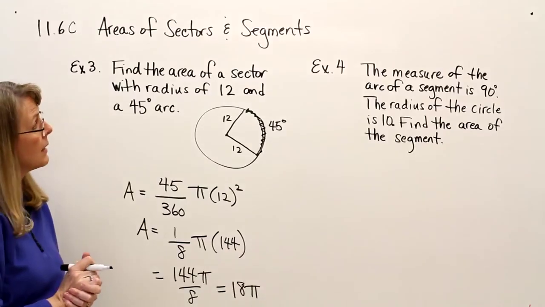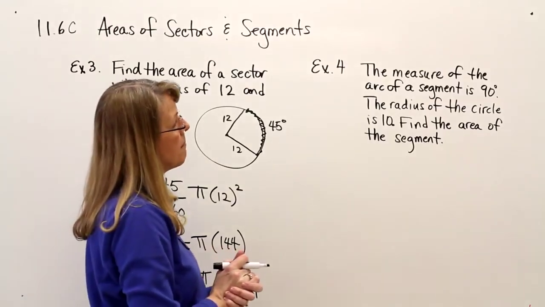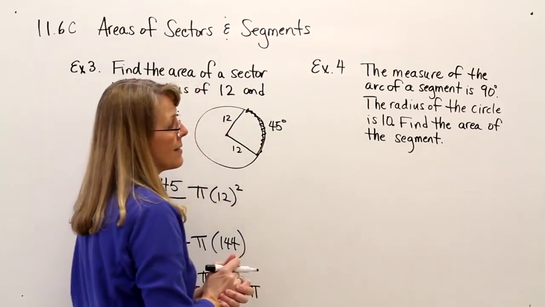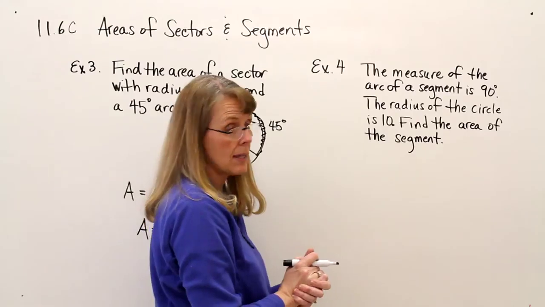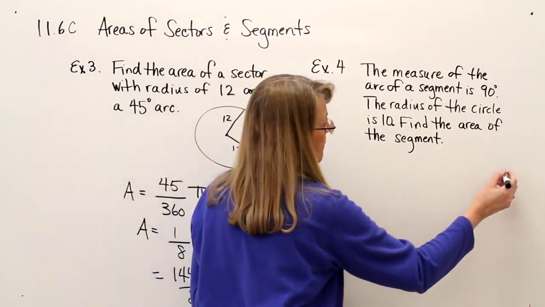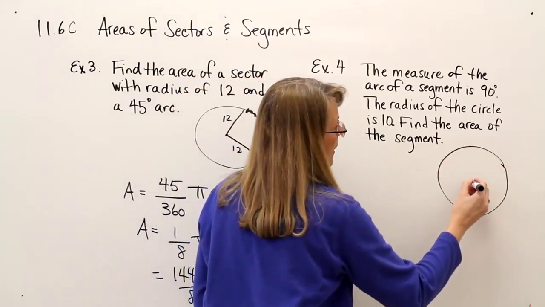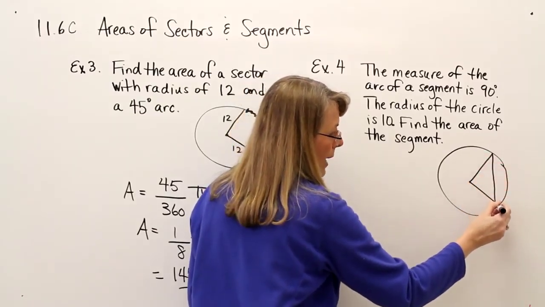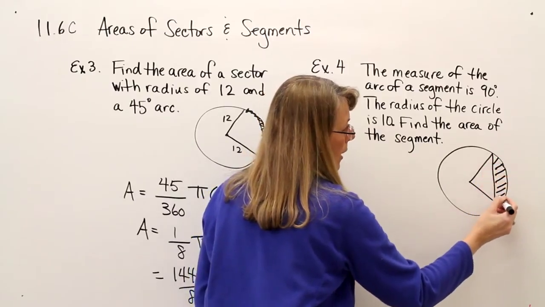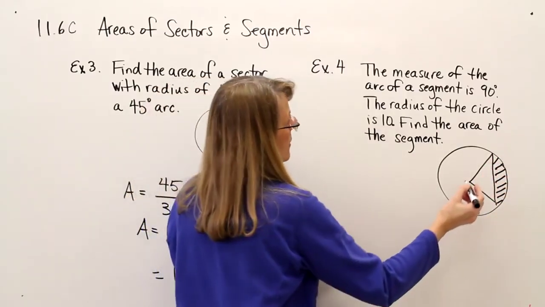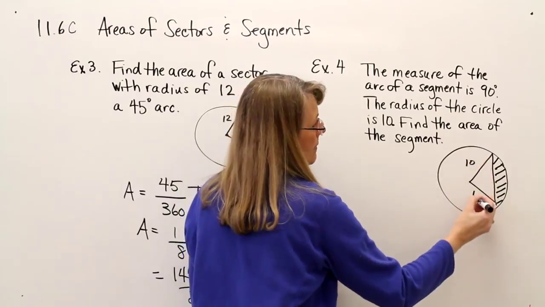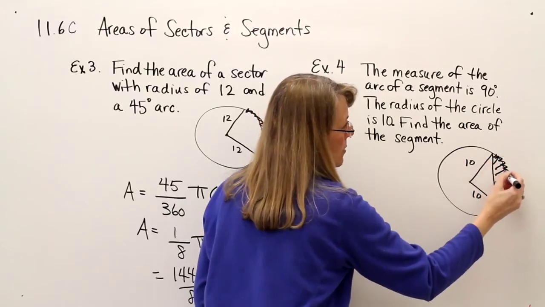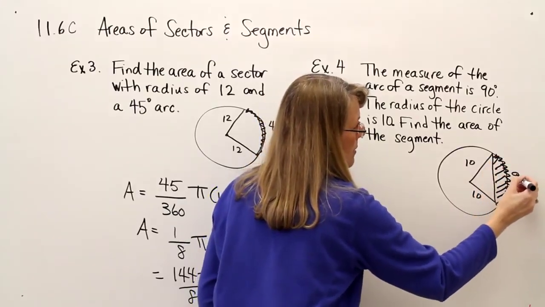Okay. The second example is a segment. It says the measure of the arc of a segment is 90 degrees. The radius is 10. Find the area of the segment. So let's start with a picture again. I'm going to make a circle. I know a segment is built off of a sector. It's from that chord to the arc. The pieces I know, right? The radius is 10. And the arc here of a segment is 90. So this right here is 90 degrees.